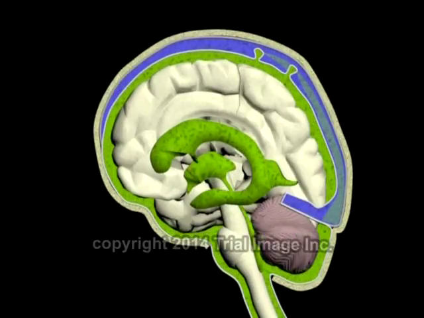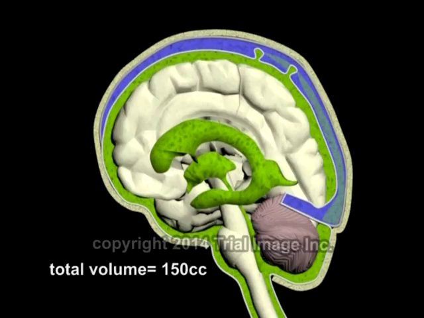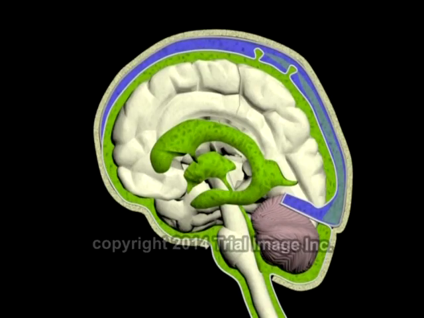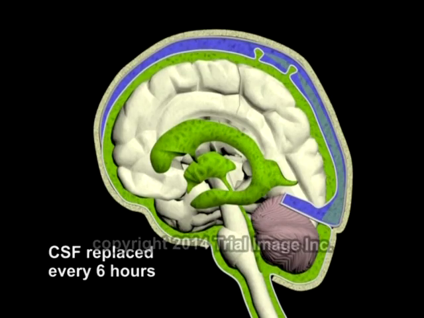The total volume of cerebrospinal fluid at any given moment is about 150 cc's in an adult. Approximately 600 cc's of cerebrospinal fluid is produced each day via blood filtration in the choroid plexus. So if you do the math, 100% of the volume of cerebrospinal fluid turns over every 6 hours, or 4 times a day.